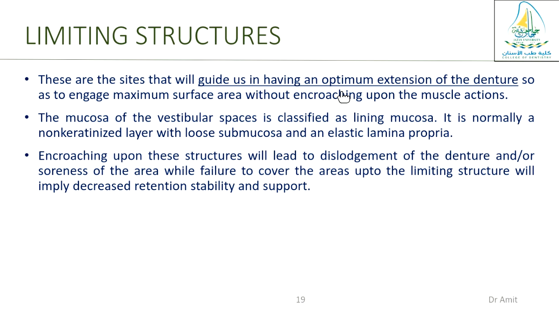okay. So we need to understand these limiting structures, till where they are extended and how much we should extend within these limiting structures. Now, the mucosa of this space is classified as lining mucosa. It is normally non-keratinized. We have keratinized mucosa on the alveolar ridges, but here we have a non-keratinized layer with loose submucosa and elastic lamina propria.